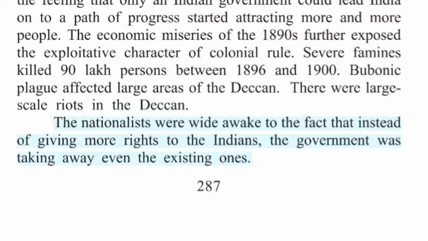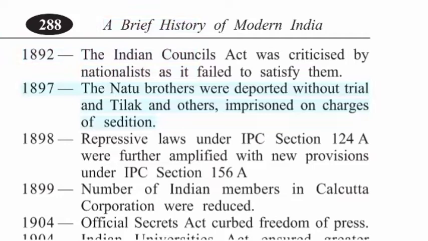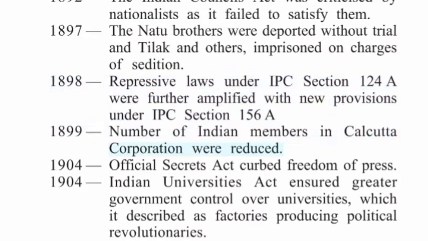1892, the Indian Councils Act was criticized by nationalists as it failed to satisfy them. 1897, the Natu brothers were deported without trial and Tilak and others imprisoned on charges of sedition. 1898, repressive laws under IPC Section 124A were further amplified with new provisions under IPC Section 156A. 1899, number of Indian members in Calcutta Corporation were reduced.